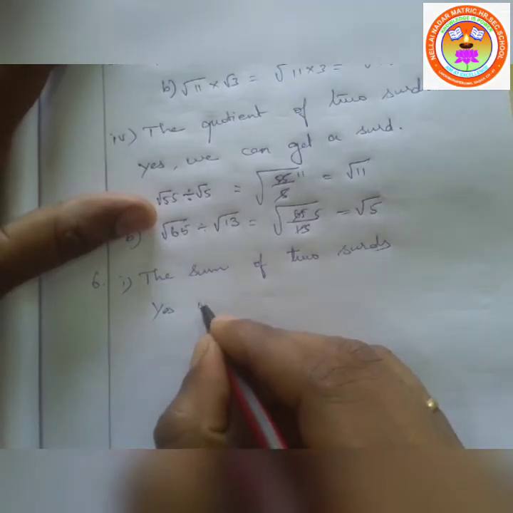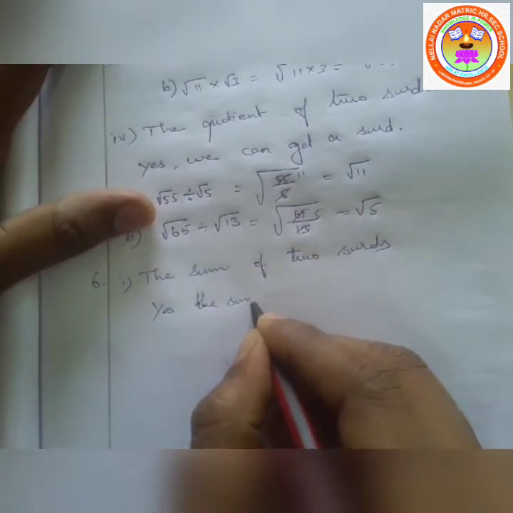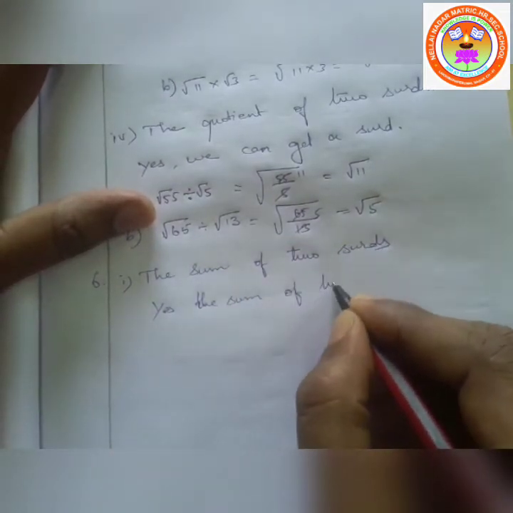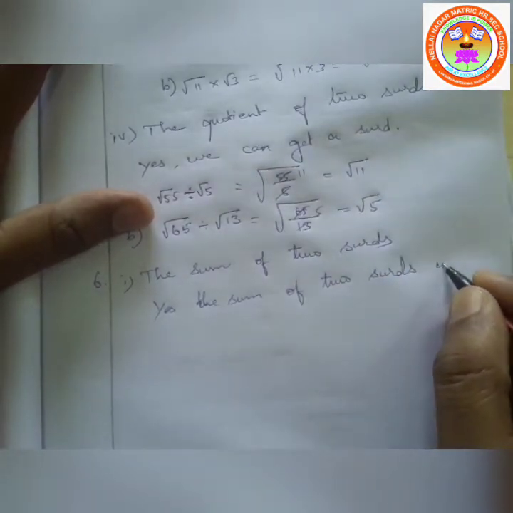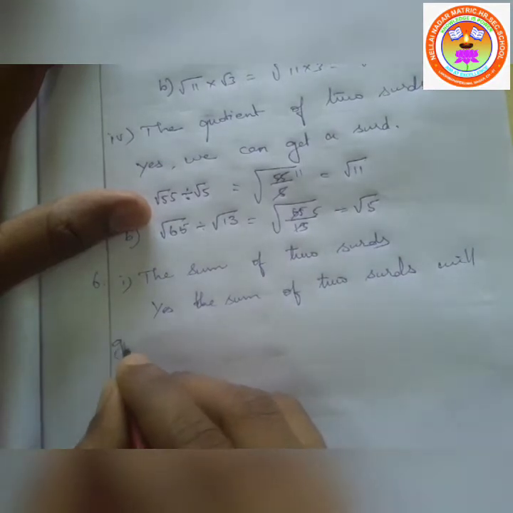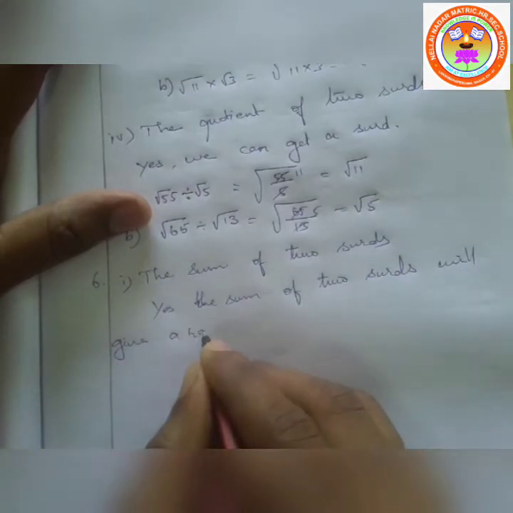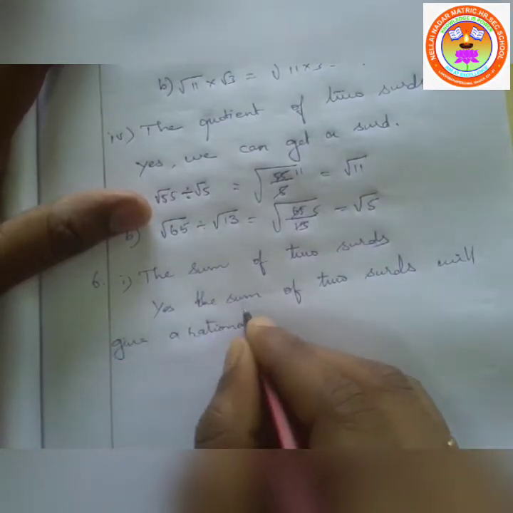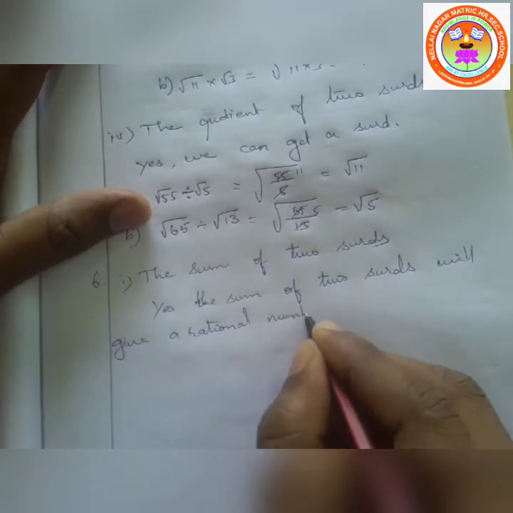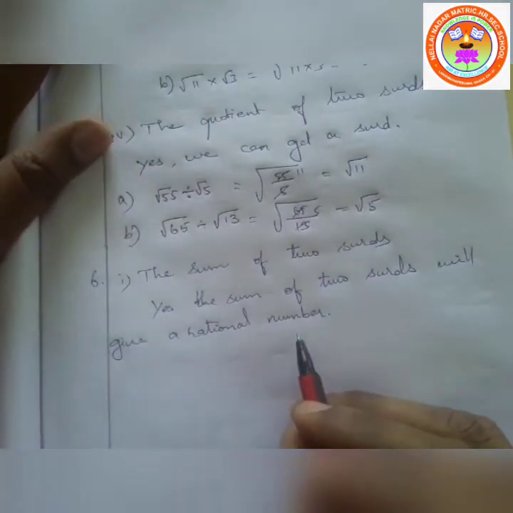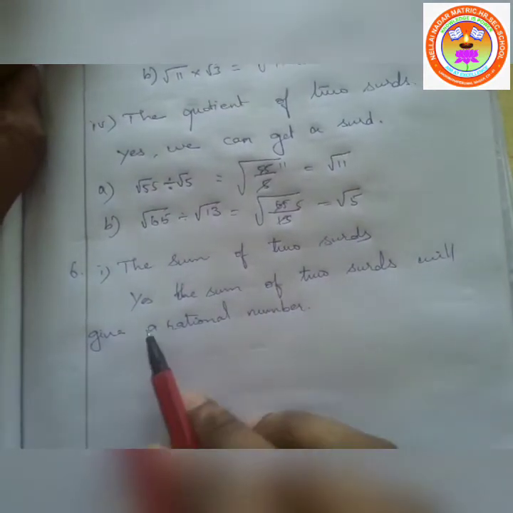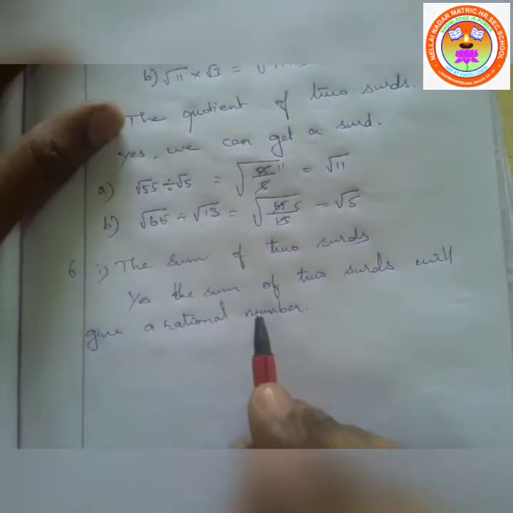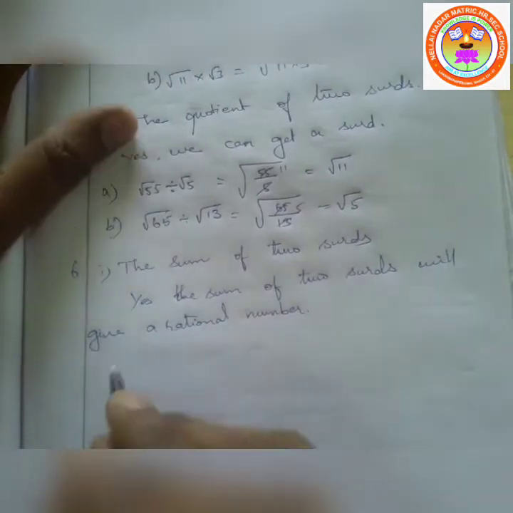Yes, the sum of two surds will give a rational number. So we have to say that the sum of two surds will give a rational number. We will see this by using an example.